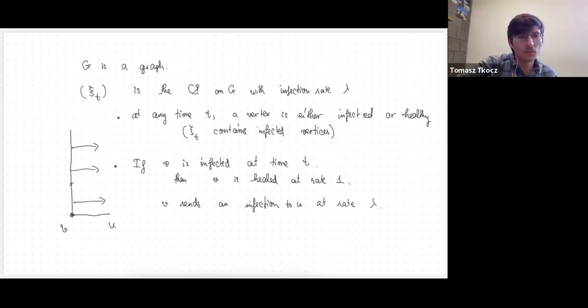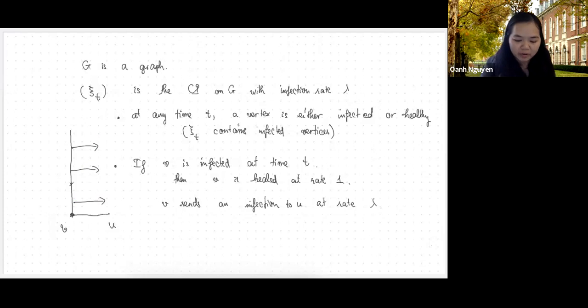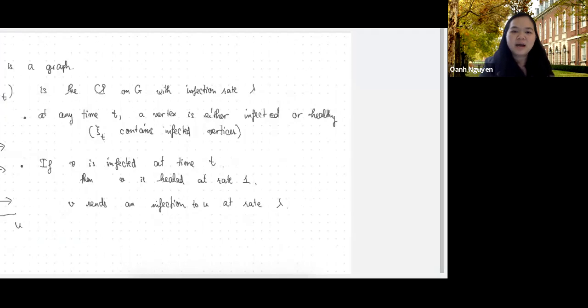So each neighbor of V will get independent Poisson clocks of infection. Okay, so let me talk about some of the results about the contact process.